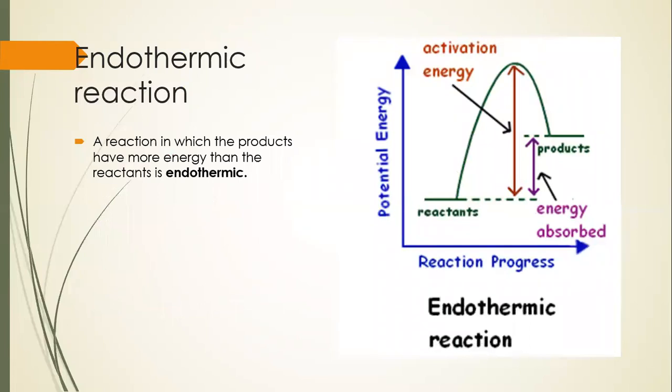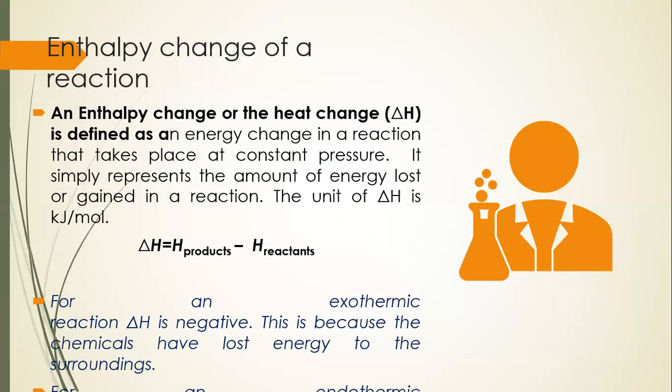Coming to the endothermic reaction, the only difference is that the product is at a higher level. So if they give you a question like identify whether it is exo or endo, the easiest way is to check the position of the product from the graph. If the product is at a higher level, endothermic. If the product is at a lower level, it is exothermic.